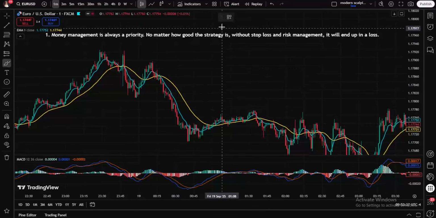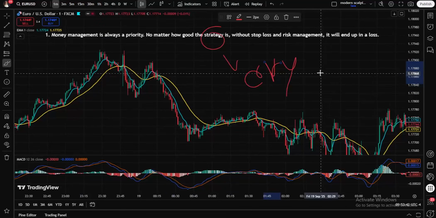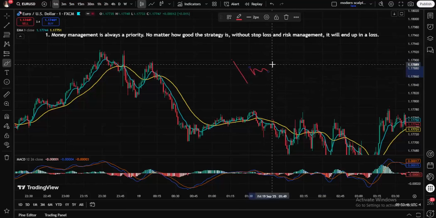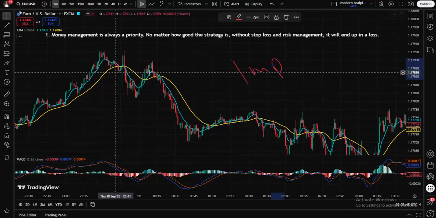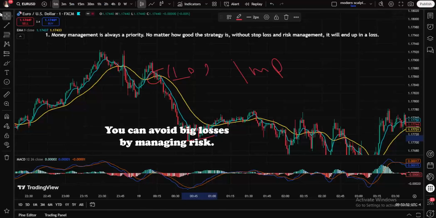Part 6. Practical tips for scalping. 1. Money management is always a priority. No matter how good the strategy is, without stop loss and risk management, it will end up in a loss.